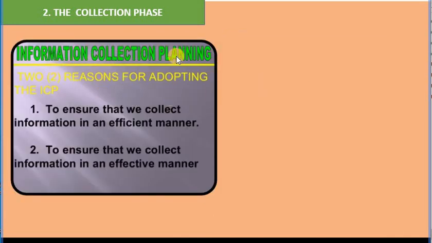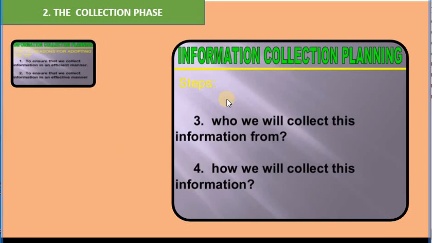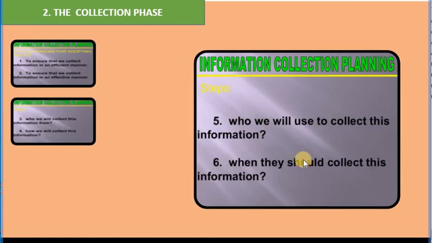So, information collection planning, there are two reasons for adopting the information collection planning or ICP. To ensure that we collect information in an efficient manner. To ensure that we collect information in an effective manner. Efficient and effective, yung pagko-collect mo. So, who we will collect this information from? Saan mo kukuhanin yan? How we will collect the information? Kanino mo kukuhanin? Paano mo kukuhanin? Sino ang gagamit nito? Who will use to collect this information?